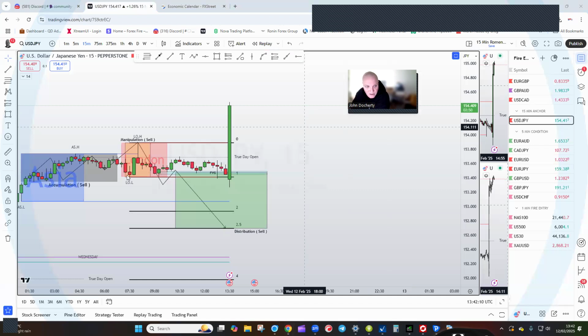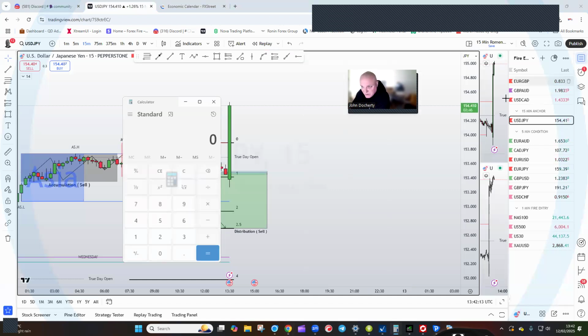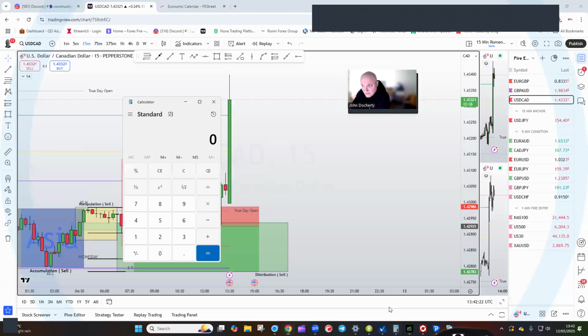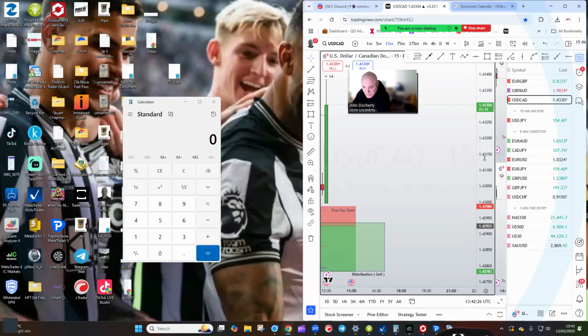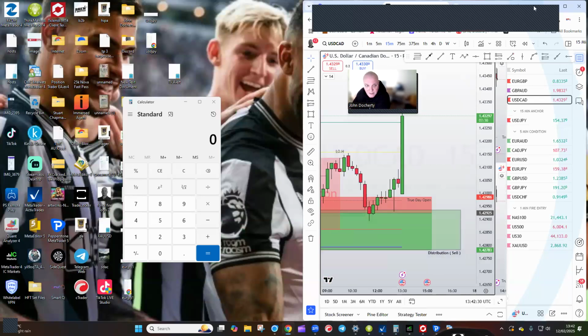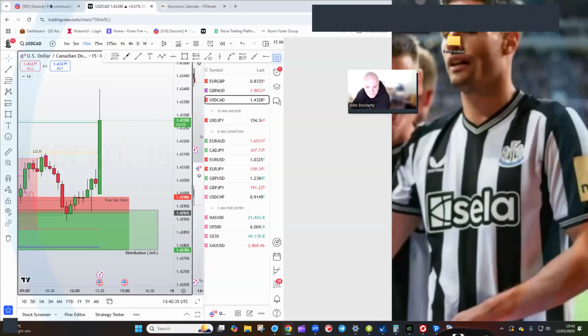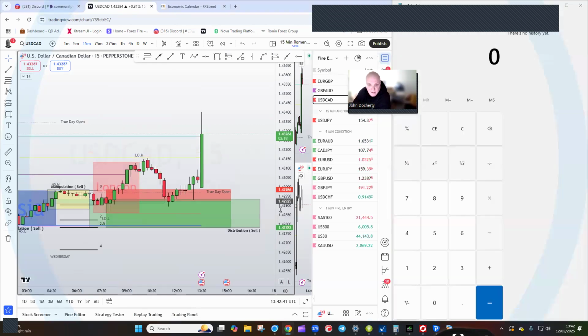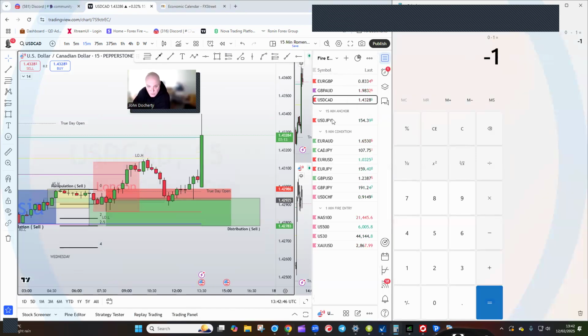Now, we know we had one on the USD CAD. Okay, so again, the USD CAD, we know we struck out on that. So if you just bear with me, guys, I know the USD CAD we struck out. Bring the calculator over to here. Okay, so let's take a look at this. So we got a -1, so we're on a -1. Okay, so -1. We didn't get an entry on the USD JPY.